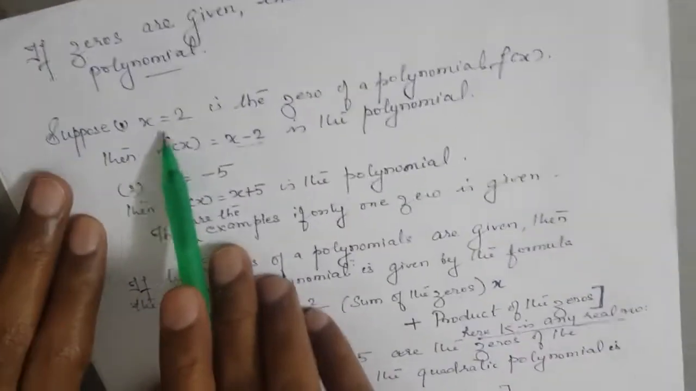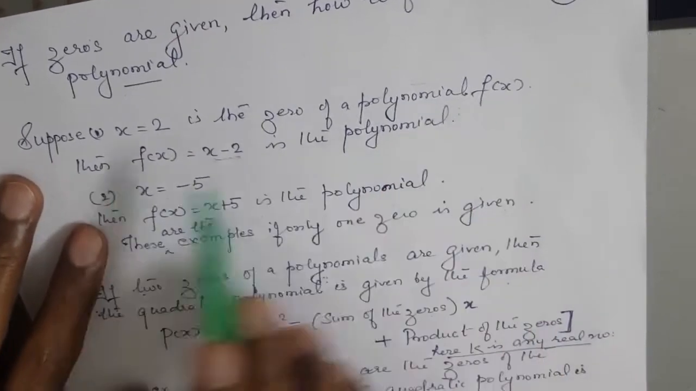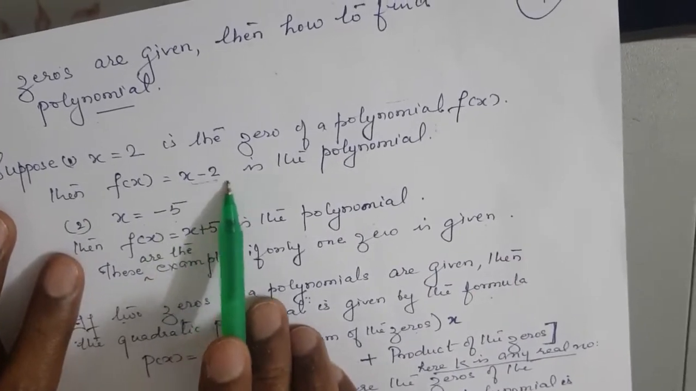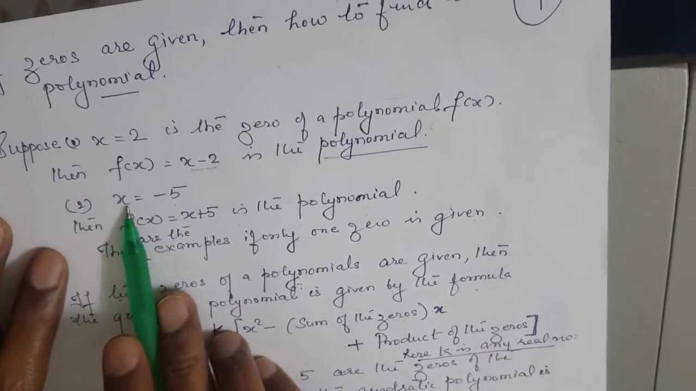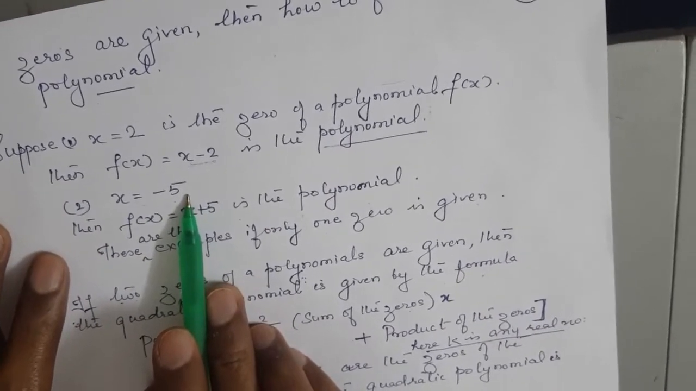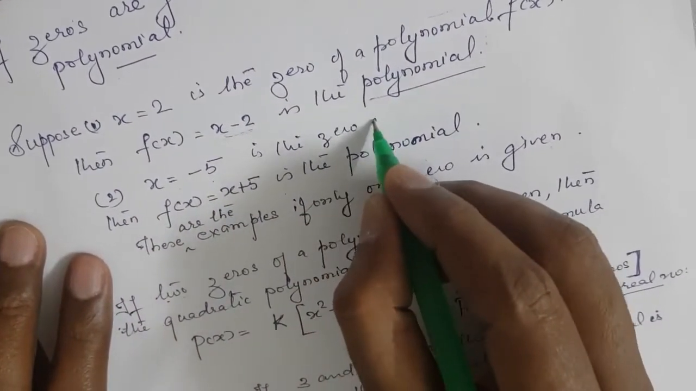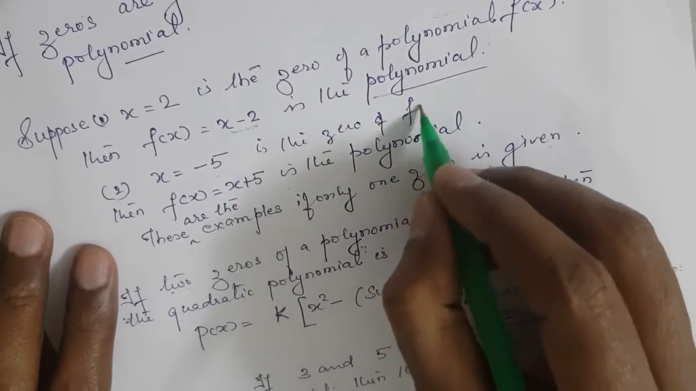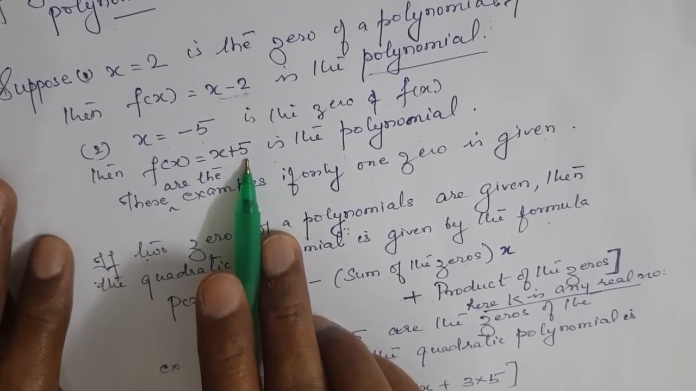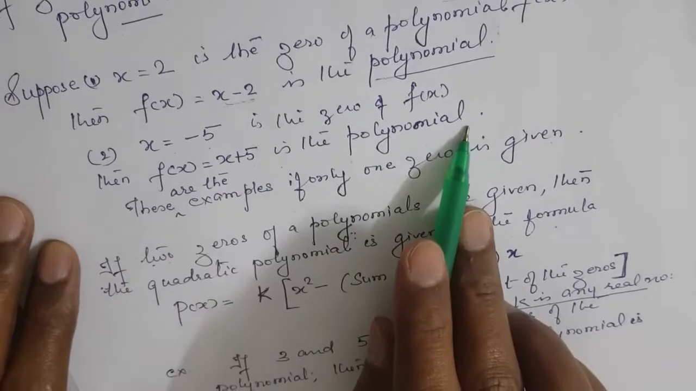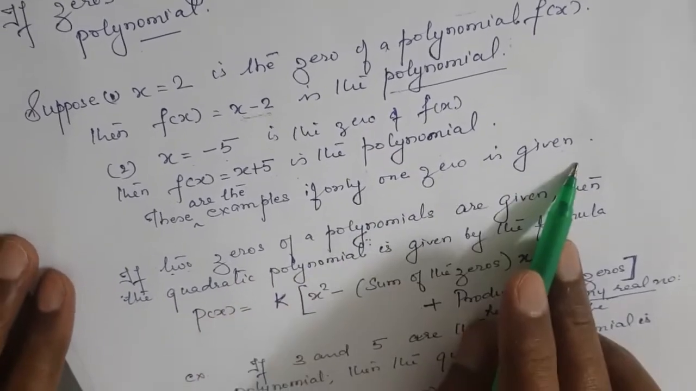Now, suppose x is equal to 2 is the zero of a polynomial f(x). Then f(x) is equal to x minus 2 is the polynomial. Second example, if x is equal to minus 5 is the zero of f(x), then f(x) will be x plus 5, and this x plus 5 is the polynomial. These are the examples if only one zero is given.